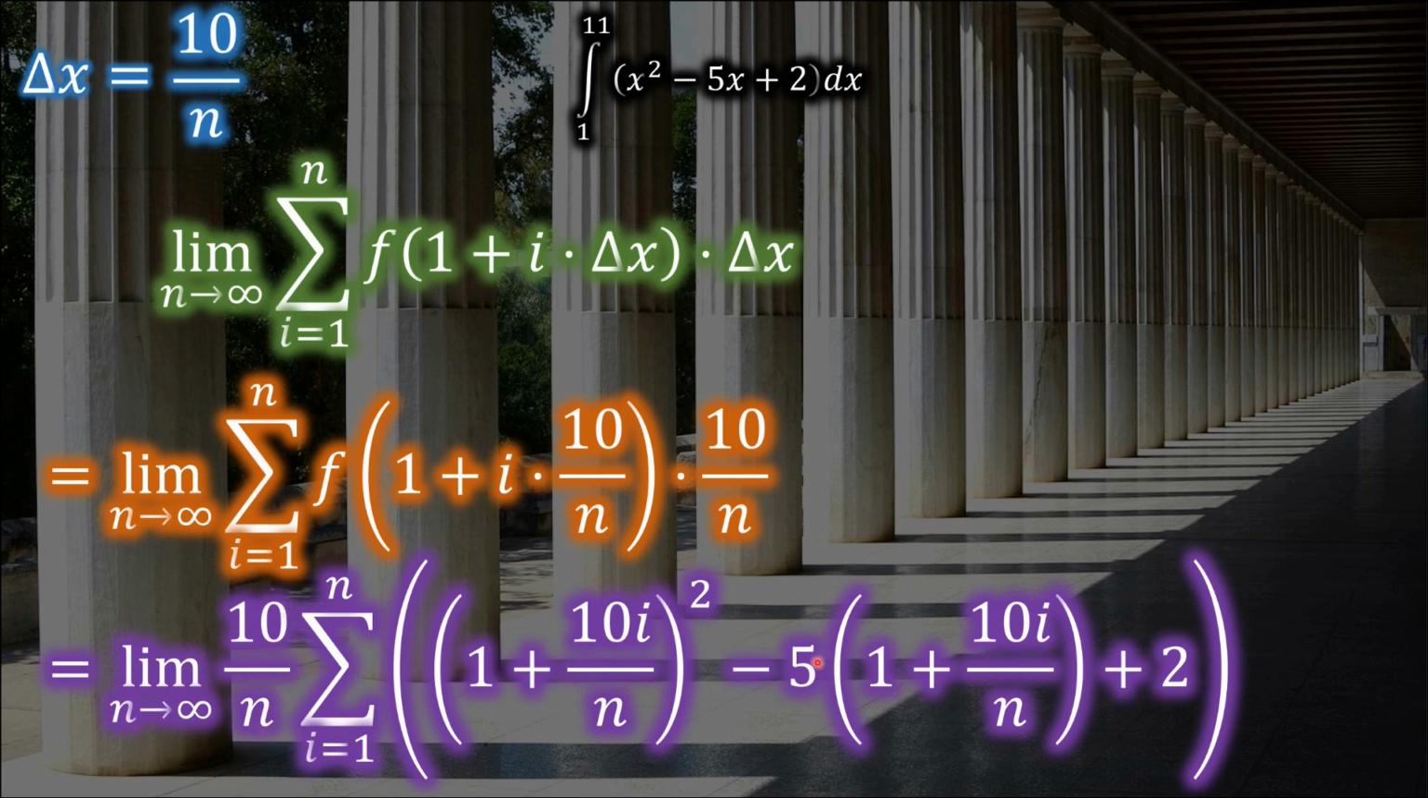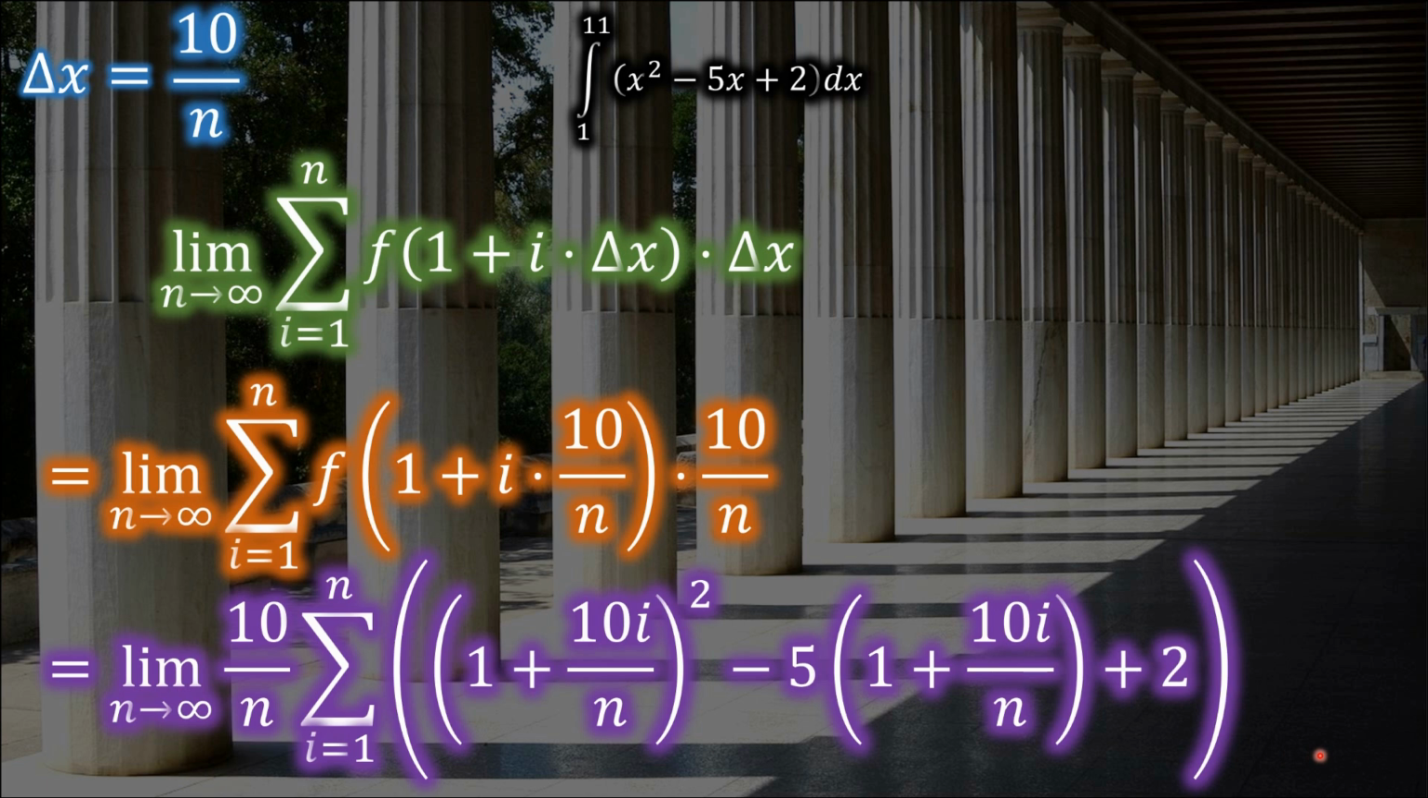The rest of this is coming from taking the input and running it through the function. 1 plus 10i over n squared, that's this, minus 5 times my input, 1 plus 10i over n, that's here, minus 5 times all that, plus 2, right there, and there we go. This part came out, this part stays in, and this part is disgusting, but here we are.